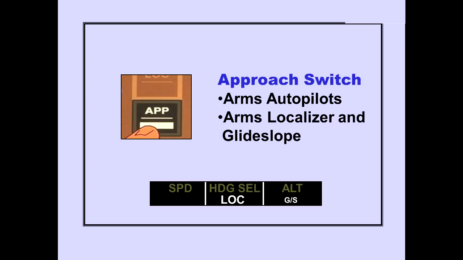Pushing the approach switch arms the autopilot and the localizer and glide slope modes. Either the localizer or the glide slope may be captured first. Glide slope capture can occur when intercept tracked angles are within 80 degrees of the localizer course. Localizer capture can occur when intercept tracked angles are within 120 degrees of localizer course.